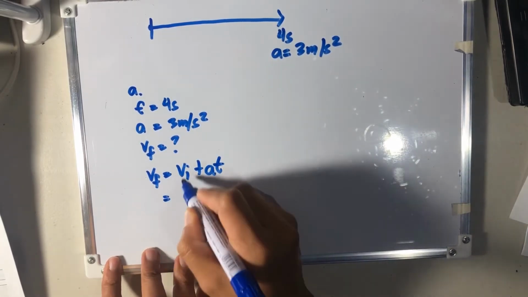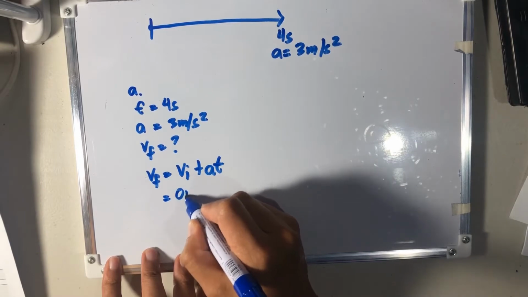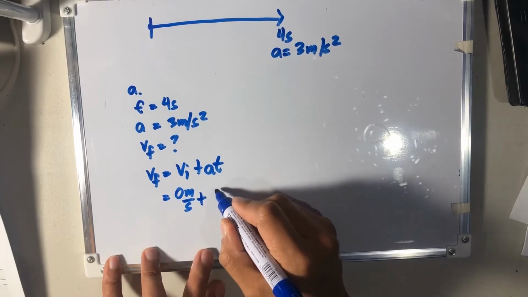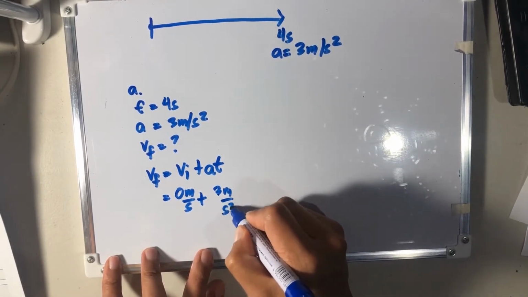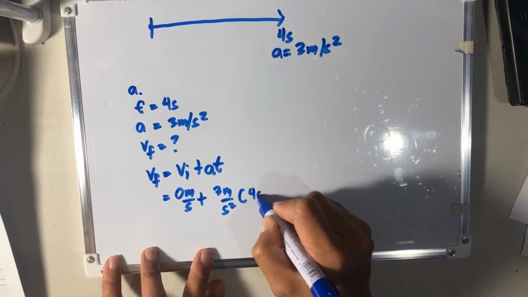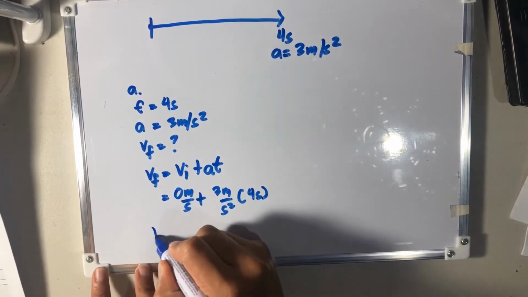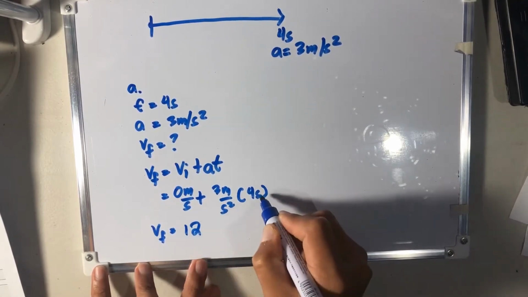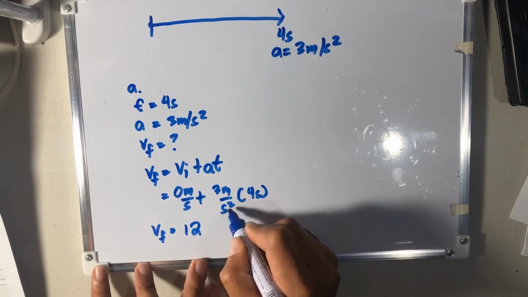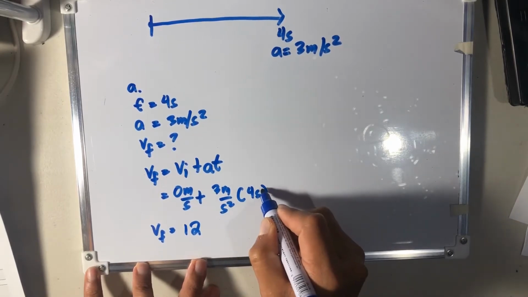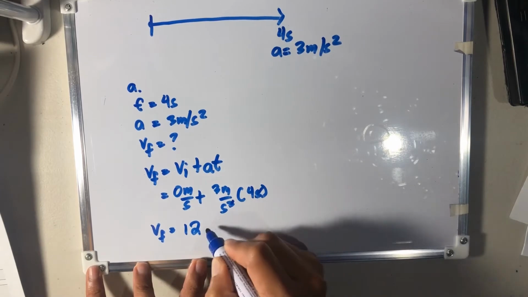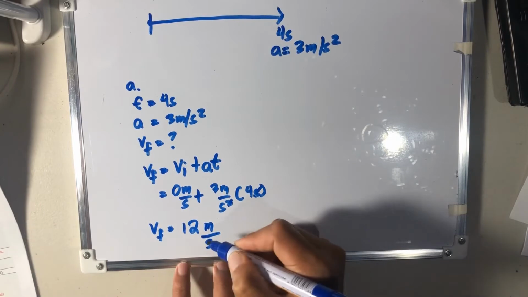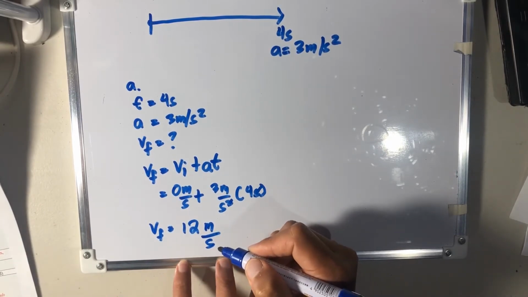So we know that the initial velocity of the cat is 0 meters per second since it started from rest. Then plus acceleration, which is 3 meters per second squared. Then you have here time, which is 4 seconds. So the final velocity is 0 plus 3 times 4, that is 12. However, we have here seconds, and on the denominator there is also seconds squared, so the unit will be cancelled. So 1 second will remain, so that will be meters per second. So you have here a final velocity of 12 meters per second.